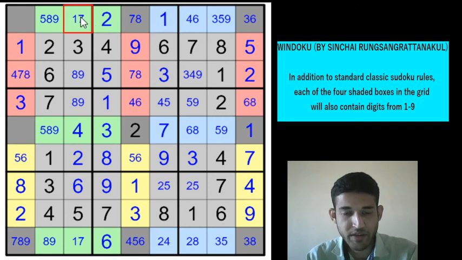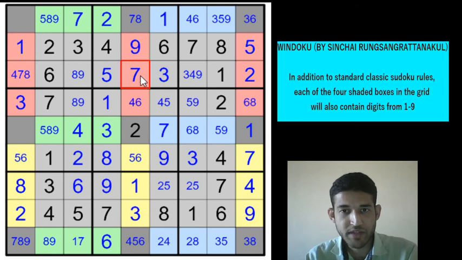A 1 here gives a 7 here, right? We can mark the 7 here. So this will be a 7. This will be an 8. Because of the 7 here, we can eliminate the 7 from this cell, and 8 also cannot be there. So this can only be a 4, right?